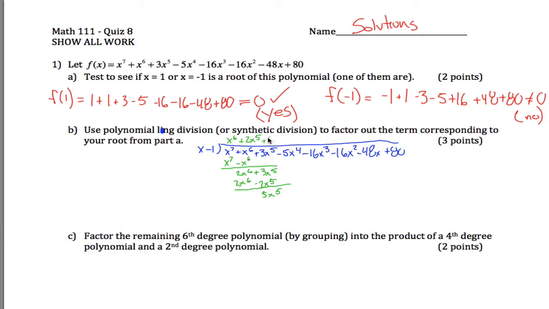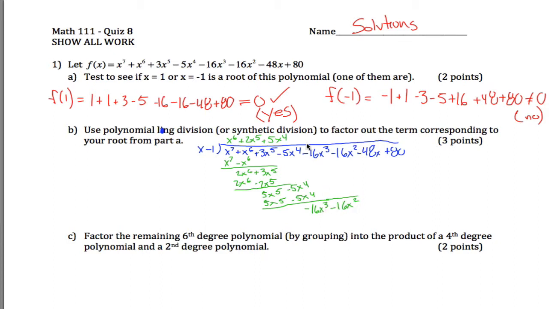To get rid of 5x to the 5th, I need 5x to the 4th up here. 5x to the 4th times x gives me 5x to the 5th, times negative 1 gives me negative 5x to the 4th. So what I have is negative 5x to the 4th minus negative 5x to the 4th. I'm just left with 0. This column cancels out, and this column cancels out. That's good. So then this column, I'm left with negative 16x cubed and negative 16x squared.